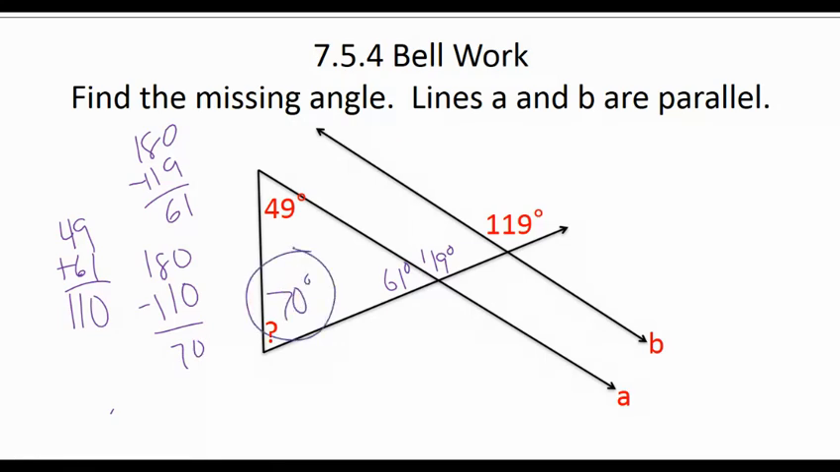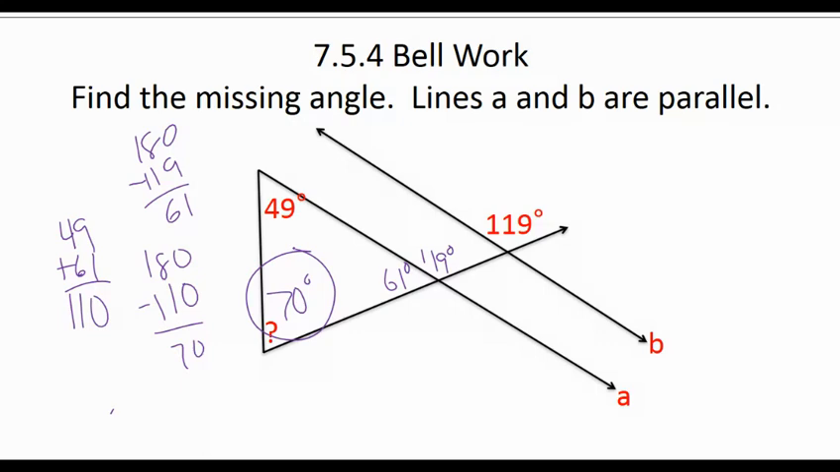So to figure this out, I had to go through a couple of steps. Step one, I figured out the corresponding angle of 119 degrees. Then I figured out the supplementary angle of that, which was 61. Then I figured out the missing angle because the three angles of a triangle add up to 180 degrees.